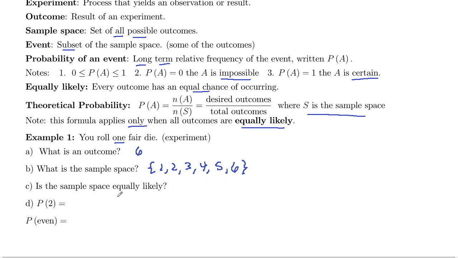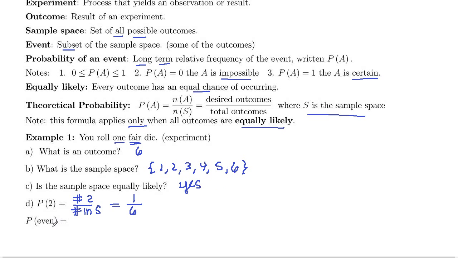Is the sample space equally likely? Well, this is a fair die, so it should be equal chance of rolling each side, so that should be a yes. And then what's the probability of rolling a 2? Well, our event here, I've abbreviated our event by putting the number 2 in there, so this is going to be the number of 2's over the number in the sample space. Well, there's only one 2 on a normal die, and there's 6 outcomes in the sample space, so 1 out of 6.